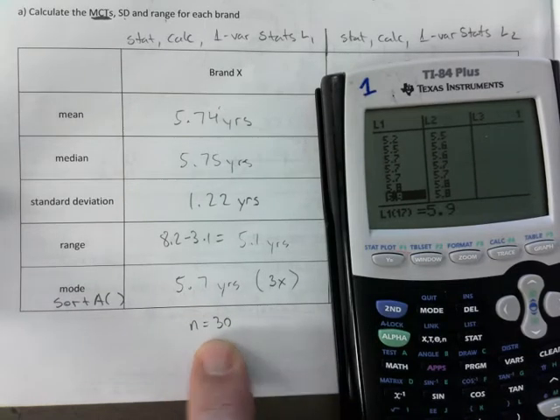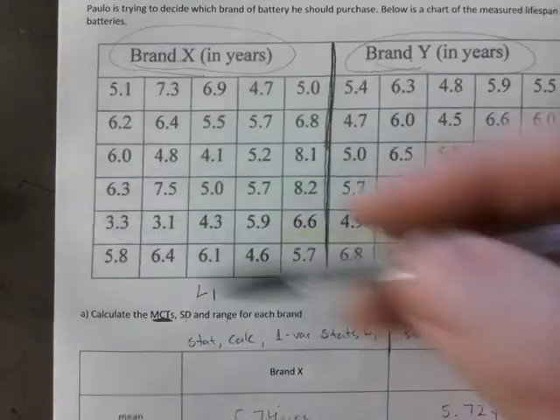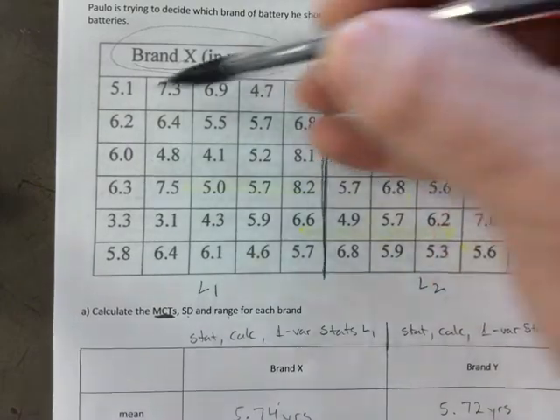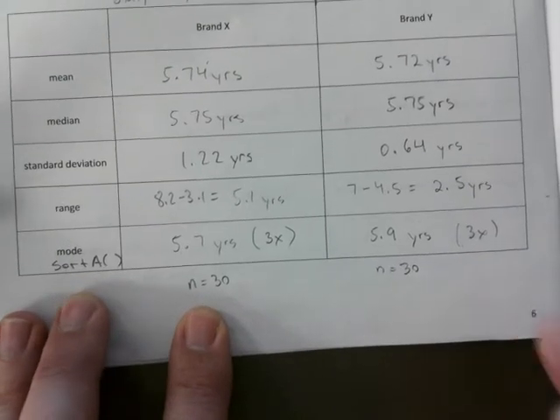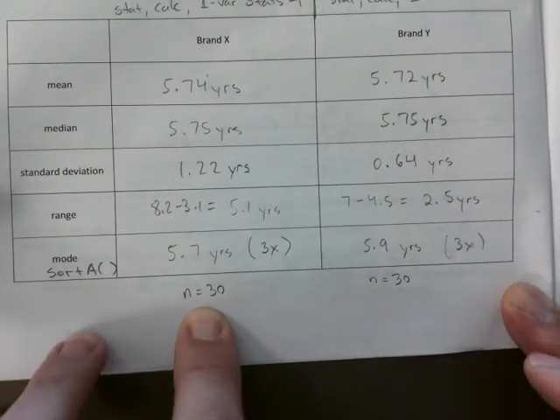Watch, I'm putting down n is equal to 30. I encourage you to do that, check, right? If you go back to your data set when you have lots of points, 5 times 6, you should have 30 values in your L1. So I just put that down to make sure I get that right. I don't miss one.